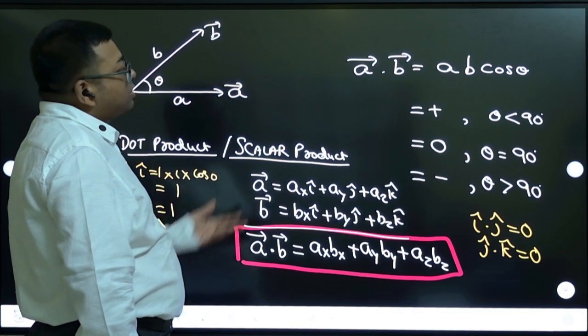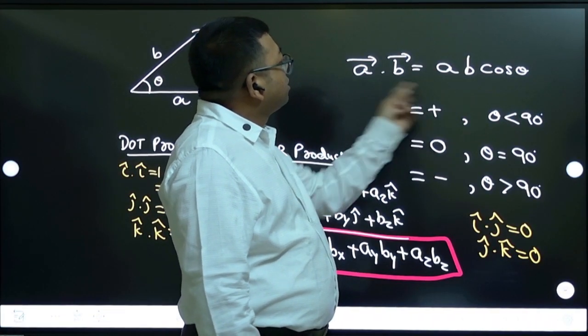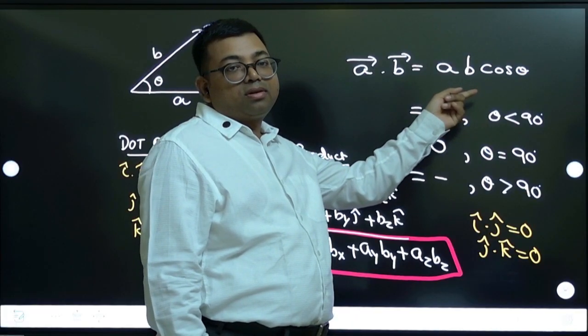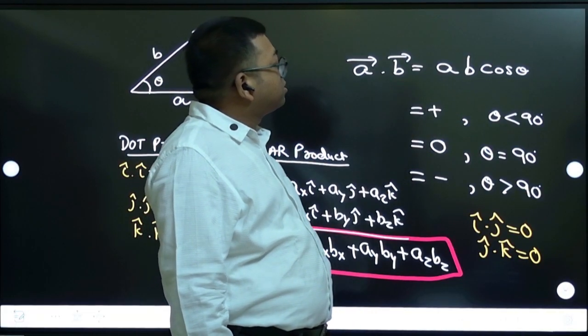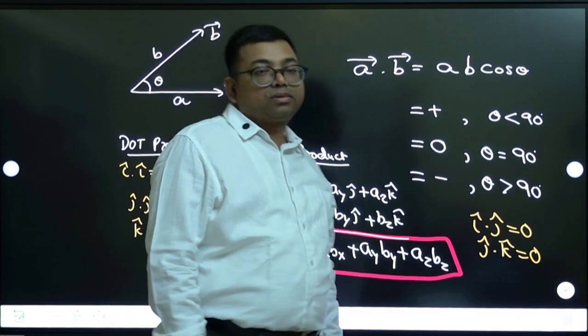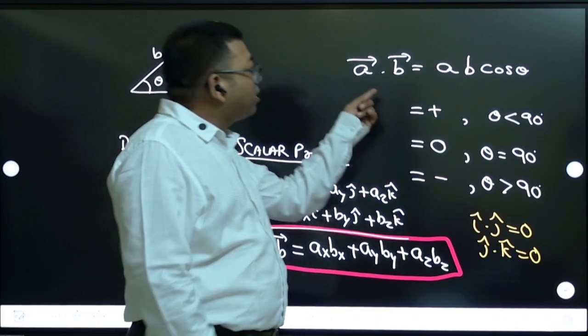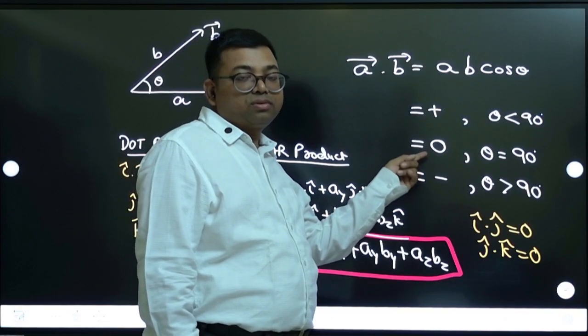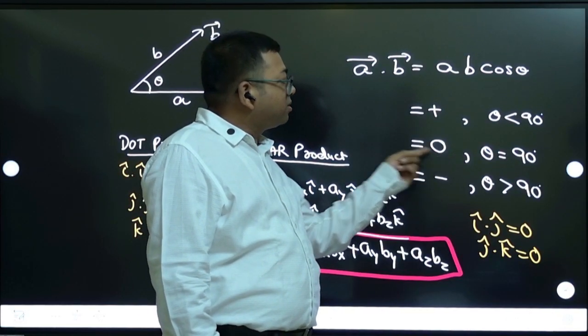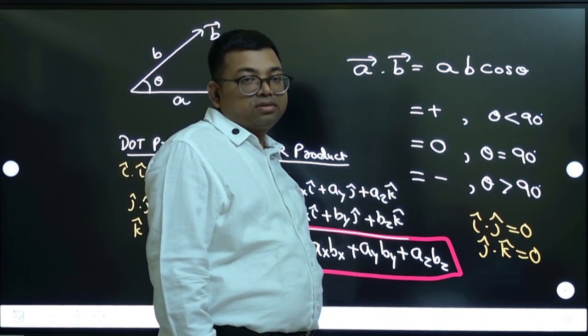Suppose they ask what is cos theta, then you know this. Cos theta comes from this formula, so you calculate it. Or suppose they ask about perpendicular. Perpendicular means it is 90 degrees, and 90 degrees means dot product is 0. 0 means perpendicular, right?